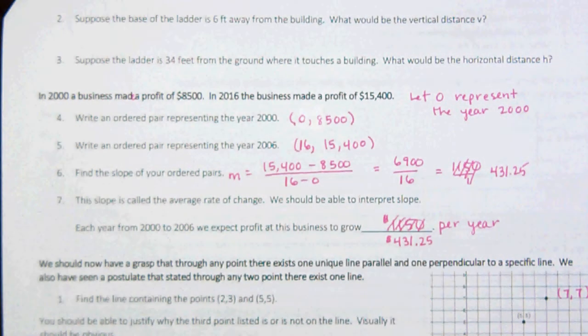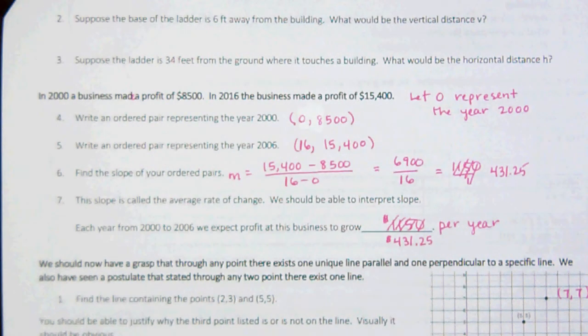But in 16 years we had made $6,900. And so if we divide that and make it per year, every year we expect our profit to grow by $431.25. So every year we're making $431.25 more than we were the previous year.